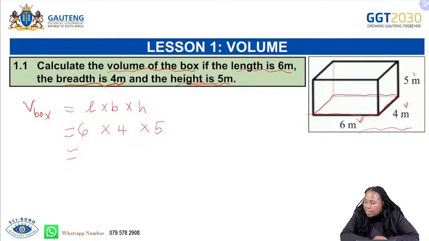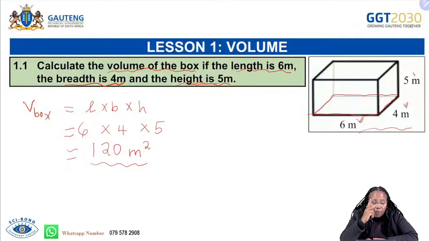Into your calculator, straight to the answer. This is 120 what? Square meters. The unit for the area is a square unit, because it's a 2-dimensional shape. Sorry, this is the volume, not an area. So it's 3-dimensional, so that will be a to the power 3.